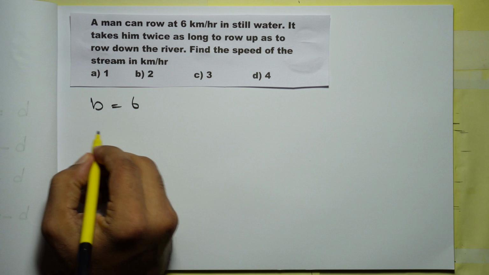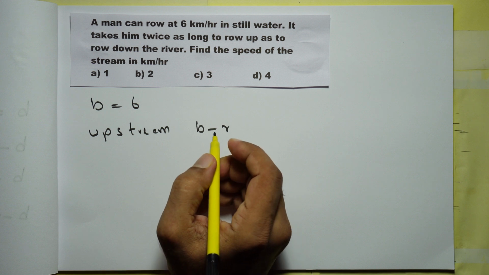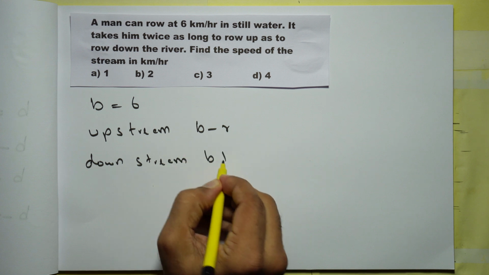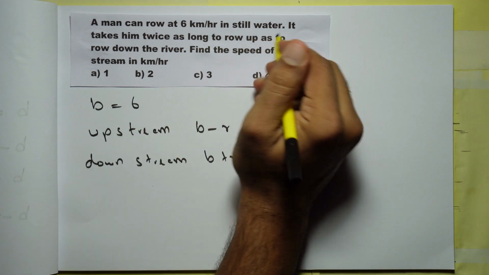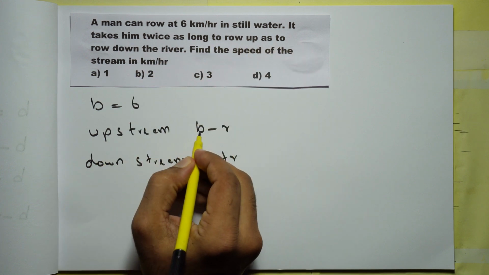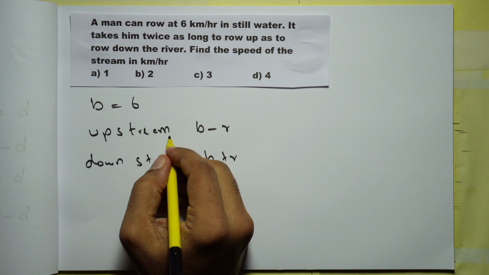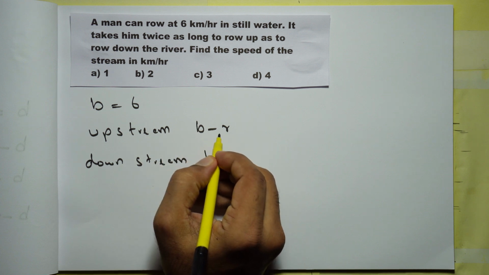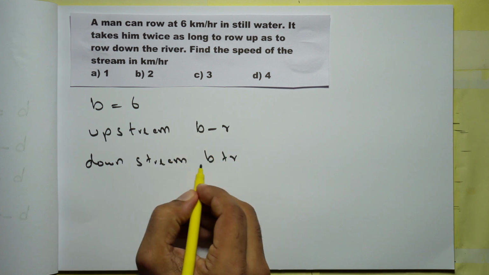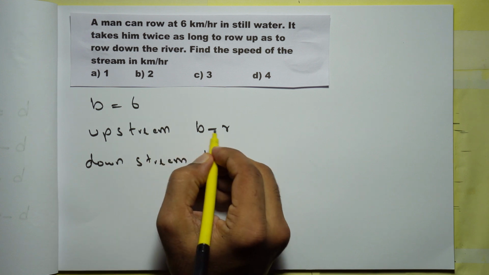Now when he is going upstream, his effective velocity is b minus r, and when he is downstreaming, his effective velocity is b plus r. Now what is said is that it takes him twice as long to row up. So when he is upstreaming, he takes twice the time taken while he is downstreaming. So when his effective velocity is b minus r, he'll take twice the time, which means that when he is upstreaming, his speed is only half that of downstreaming. So the speed while upstreaming is half that of downstreaming. That is why he takes twice the time.